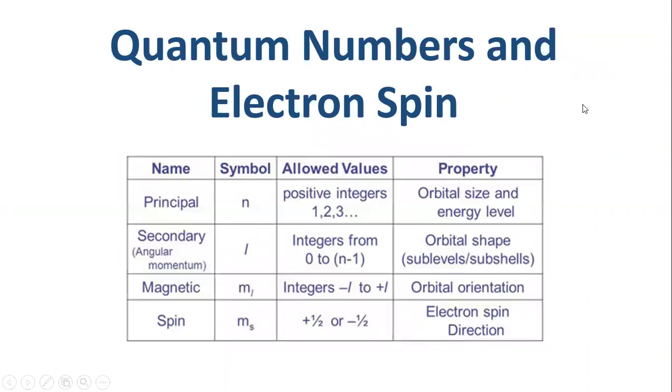Okay, so that sums up our quantum numbers and our electron spin. Here's a brief summary of how to find all of our values and what our quantum numbers are.